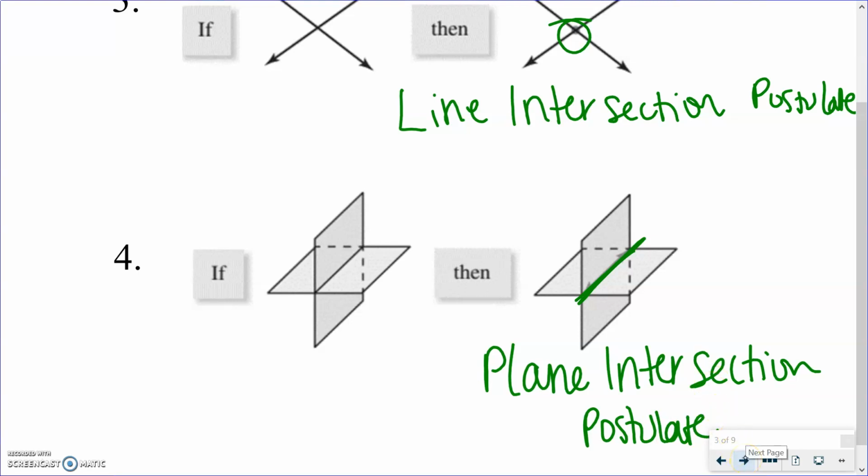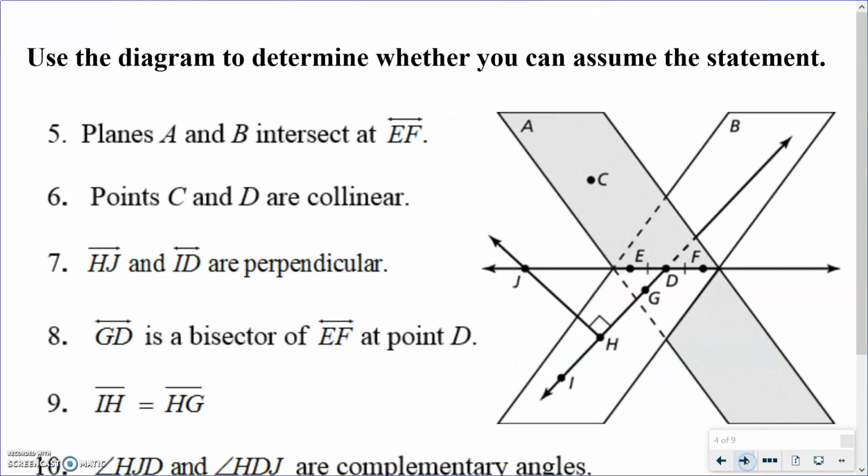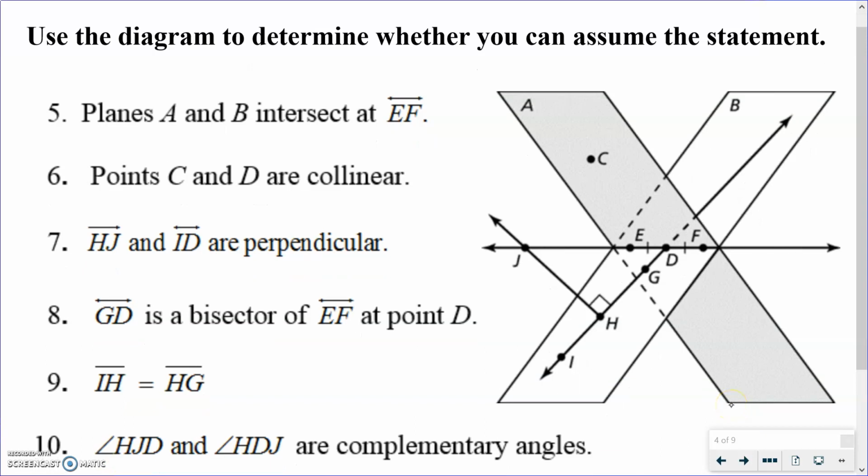All right, we're also going to use these postulates to decide whether we can assume the next set of statements are true. So again, have those statements or those postulates somewhere that you can access them. So planes A and B intersect at line EF. So here's line EF, and here's planes A and B, and I would say yes, we can assume that because there's 2 planes and they intersect at a line.